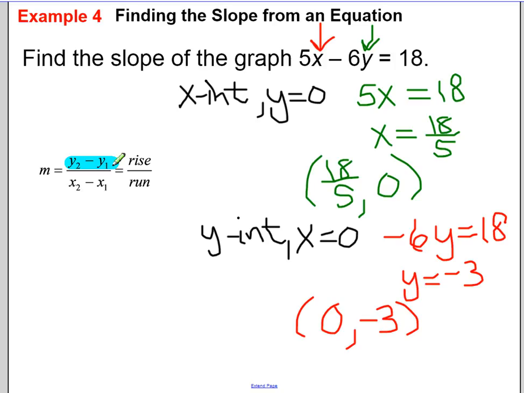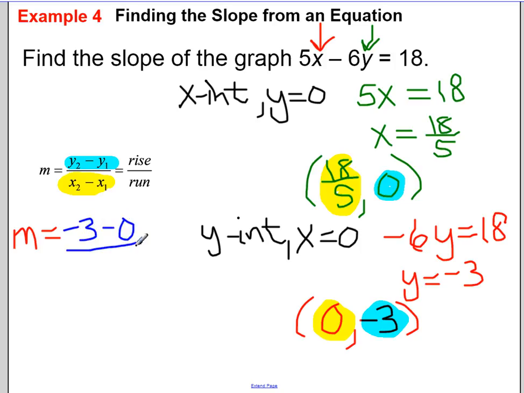That's going to be your y2 minus your y1, and your x2 minus your x1. We're going to get a fraction over a fraction, but we'll be able to simplify that. So our slope is equal to y2 minus y1, negative 3 minus 0, all divided by x2 minus x1, which would be 0 minus 18 over 5. When you simplify this, you get m is equal to a negative 3 in the numerator and a negative 18 over 5 in the denominator.